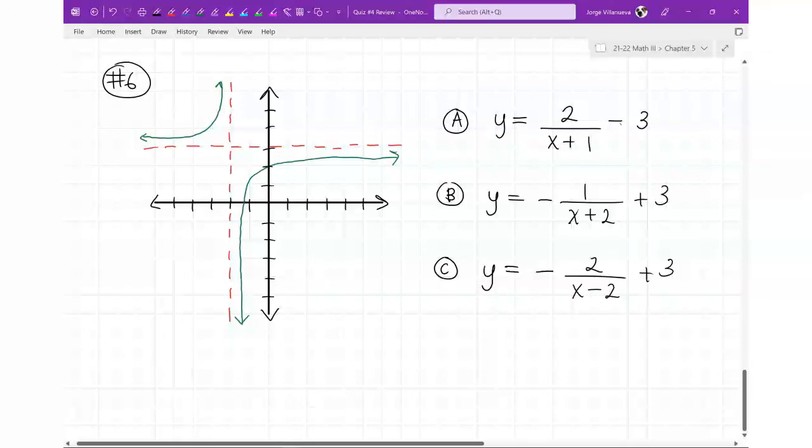Now let's just double check. The +3 on this equation means it should be 3 units higher than the x-axis, right? 3 units up. And if you look, it is 3 units higher. Now the negative is important because notice it has to flip the graph. So it did, right? Instead of being bottom left, top right, it's top left, bottom right. So your answer is going to be B.